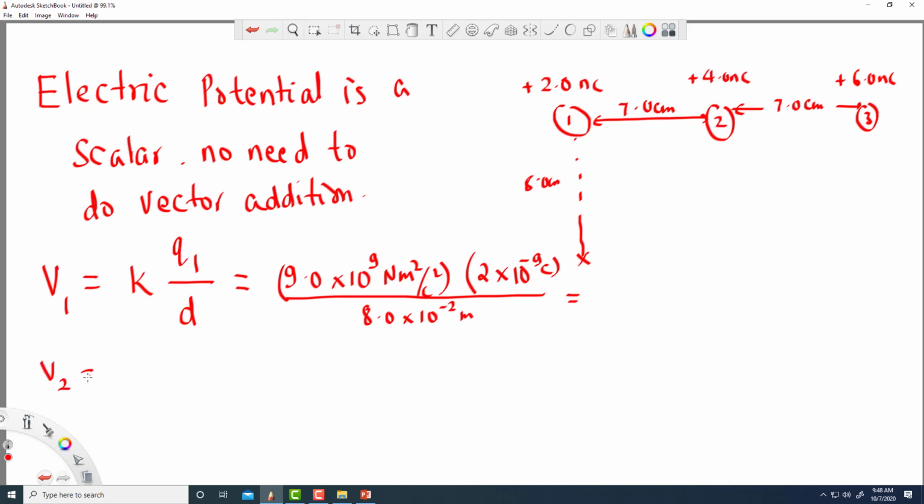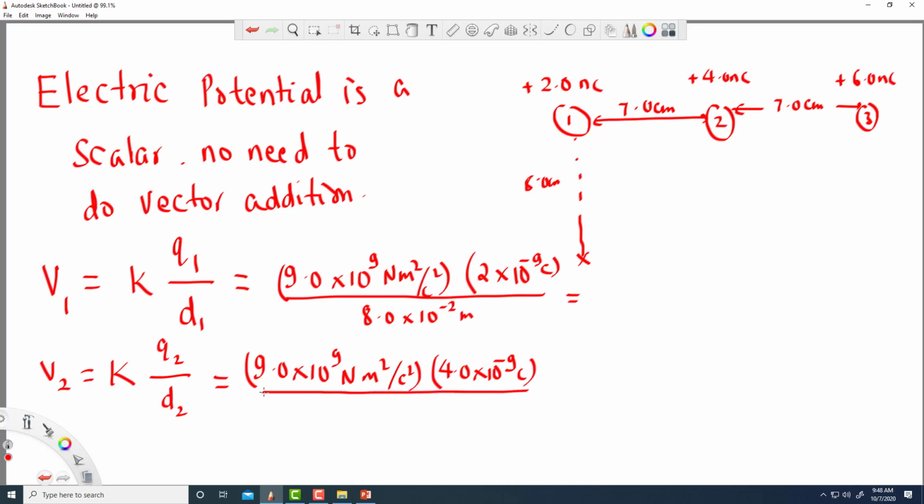So that's V1. V2 is k q2 over d2. Let's call the distances d1, d2. So k is 9 times 10 to the 9 newton meters squared per coulomb squared. The second charge is 4 nanocoulomb, which is 4 times 10 to the negative 9 coulomb. The distance between charge 2 and this point is the square root of 8 squared plus 7 squared, in centimeters, so I need to multiply by 10 to the negative 2 meter.